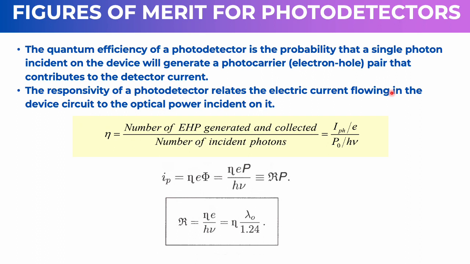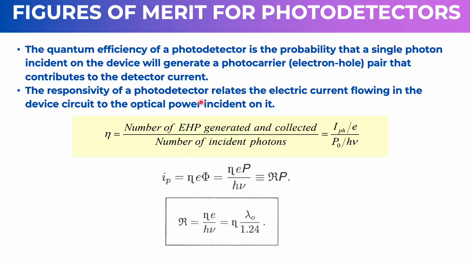Numerically, we say that quantum efficiency is equal to the number of electron hole pairs generated and collected divided by the number of incident photons. The number of electron hole pairs would basically be the current in the circuit divided by e, which is the charge of an electron, and the number of incident photons would be the power divided by the energy of a single photon, which is h nu. So this is the formula for quantum efficiency.